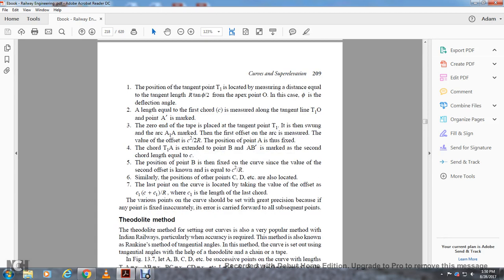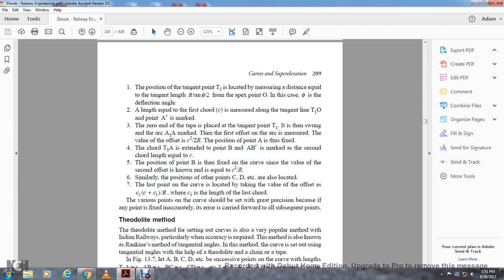The position of the tangent point T1 is located by measuring a distance equal to the tangent length, from the radius and the deflection angle divided by 2, from the apex O. In this case, the length of the first chord is measured along the tangent line T1O, and point A is marked. The zero end of the tape is held at the tangent point T1 and the arc swung about the end of A, marked with the first offset, c squared over 2R. The position of point A is thus fixed.